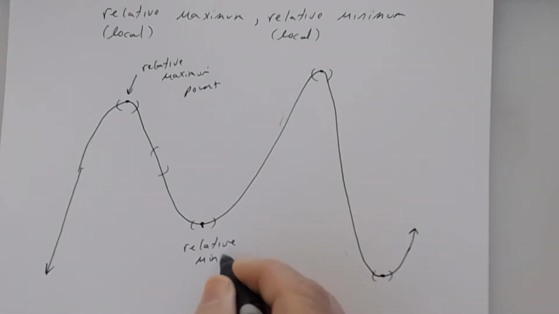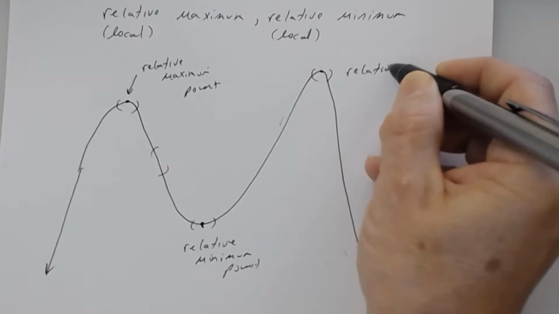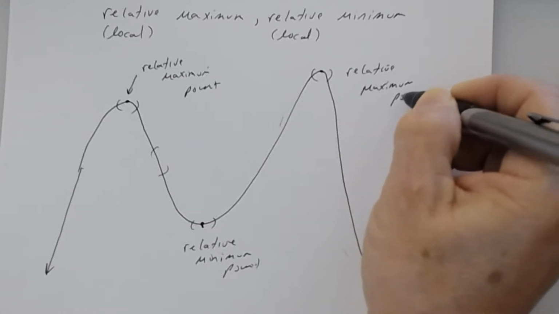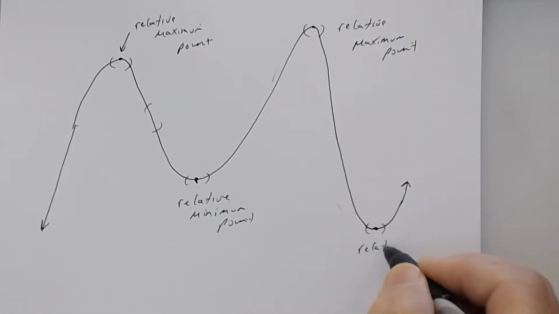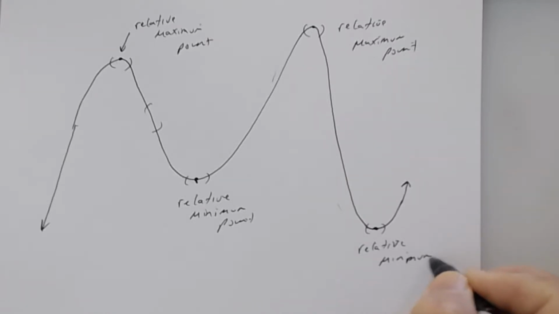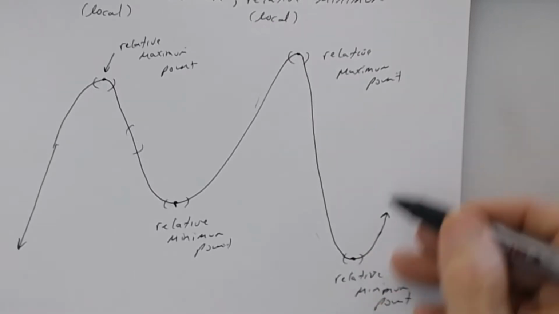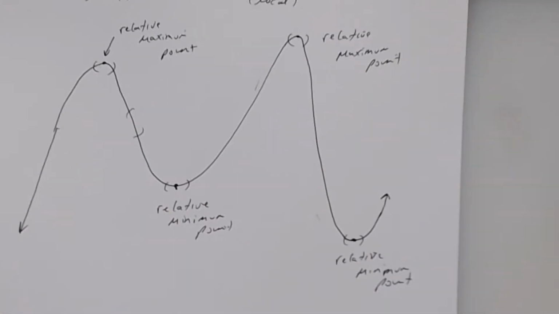Relative minimum point. This is a relative maximum point. And this would be a relative minimum point. And that's all there are. These arrows keep on going down, right? This goes up. Right, so that's all you know for right now in terms of this function.